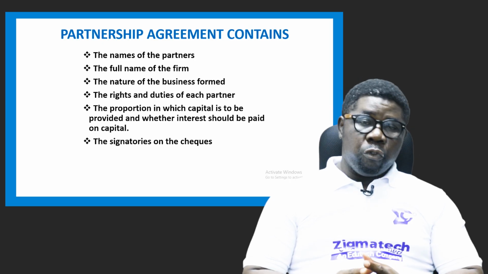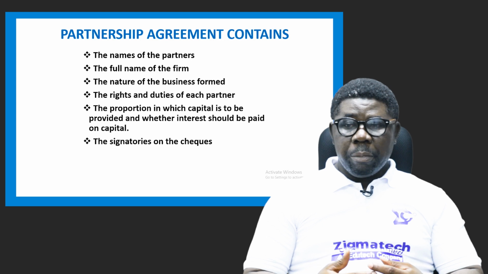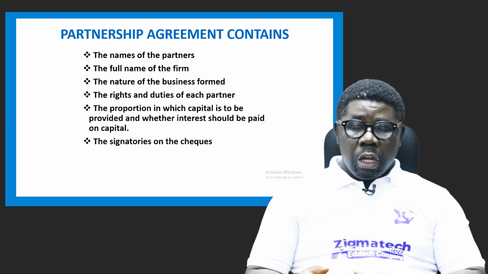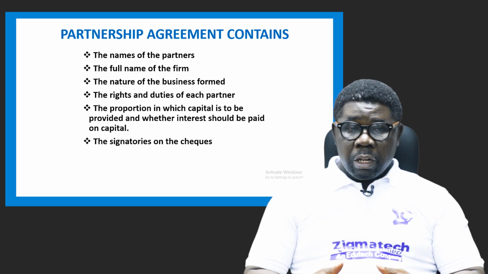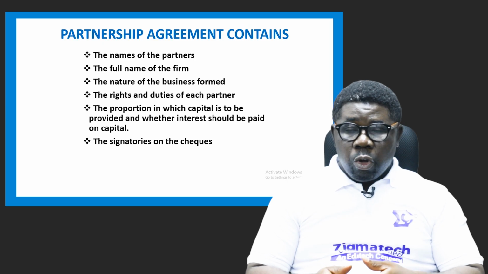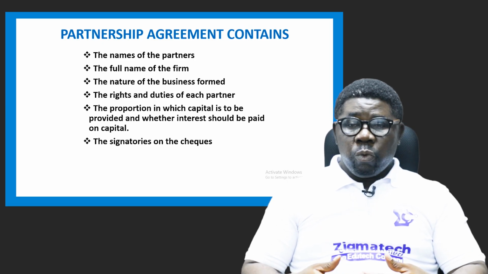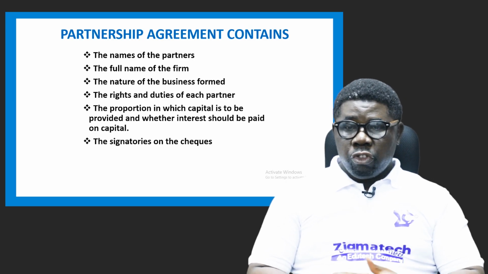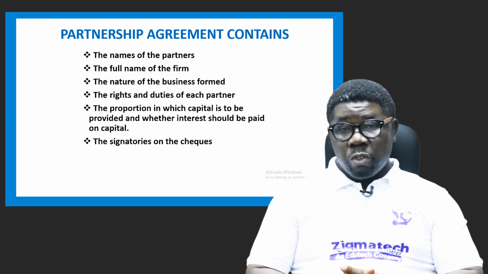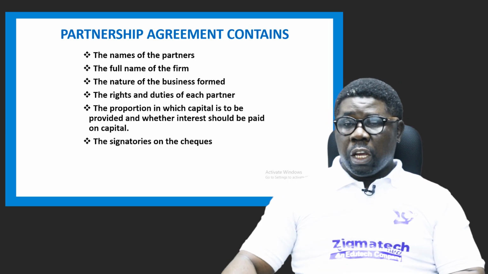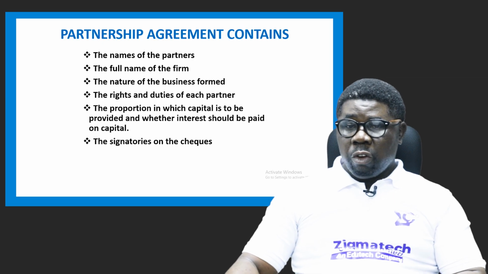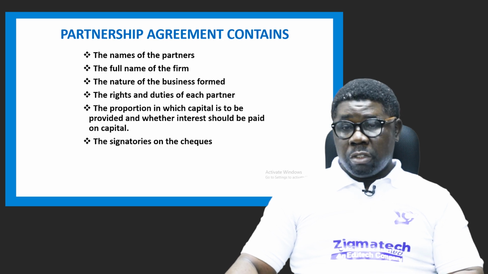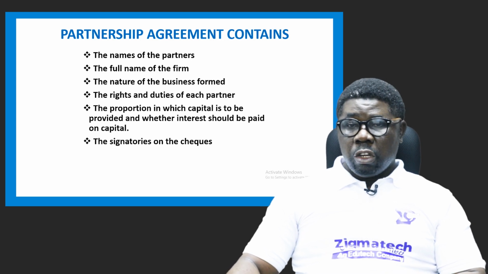The proportion of capital to be provided and whether interest should be paid on capital or not. Each partner will contribute capital. Who contributes what? What volume of capital will you bring in? What's the volume of contribution to the business? It will be stated there. The signatories of the cheques of the business will also appear there. How many people, the cashier, the accountant, whoever is supposed to be a signatory to the cheque or the account of the business will be stated in such a document for clarity.